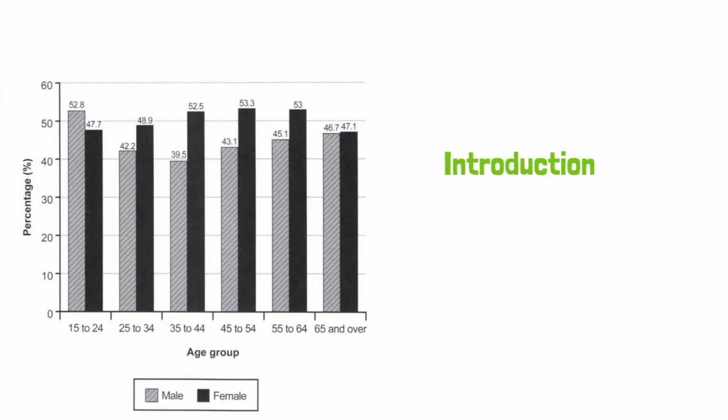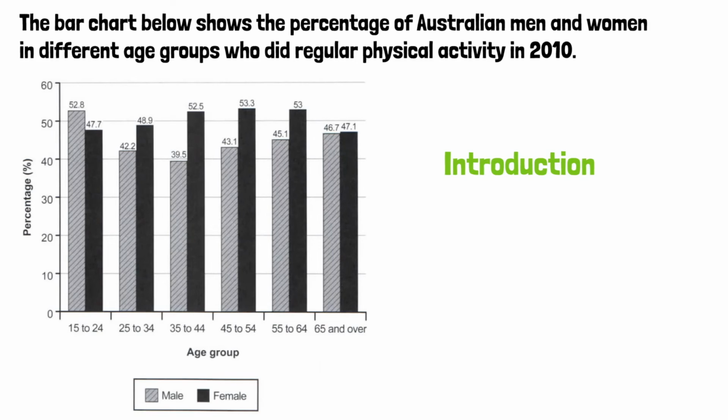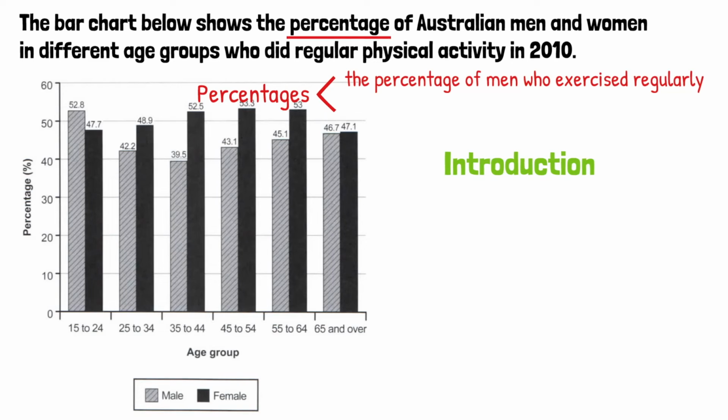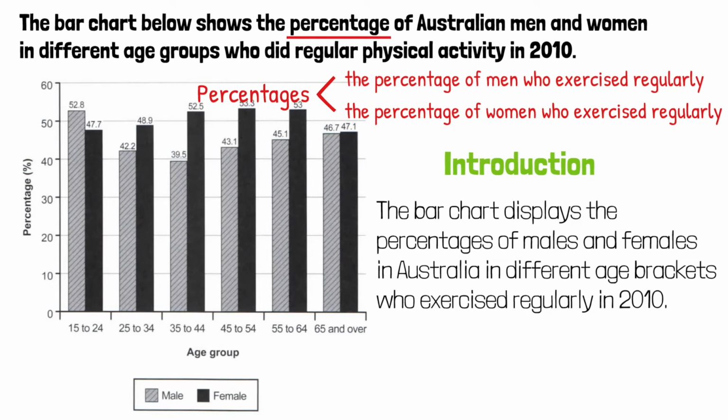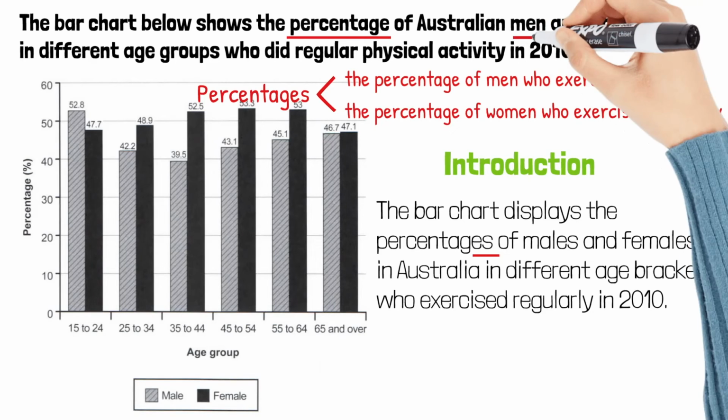Finally, let's finish the introductory paragraph, which will be a paraphrase of the original text. Let me tell you, even though the original uses the singular percentage, we can actually change it to the plural percentages because there are two variables in the chart. One is the percentage of men who did regular physical activity. The other is the percentage of women who did it. The bar chart displays the percentages of males and females in Australia in different age brackets who exercised regularly in 2010.